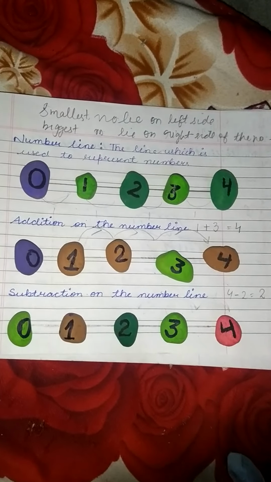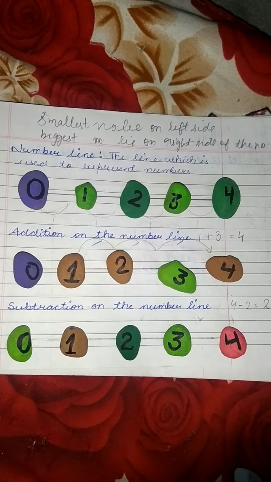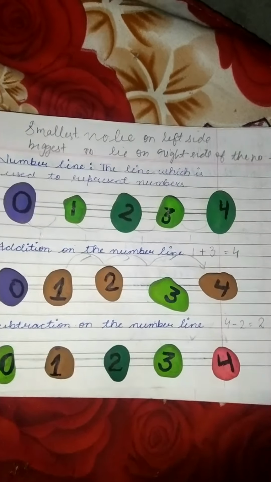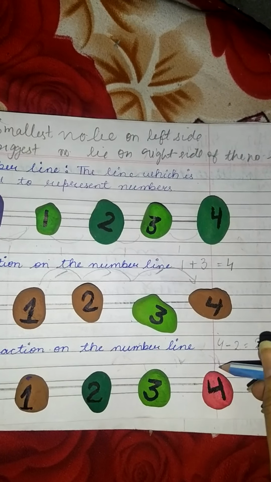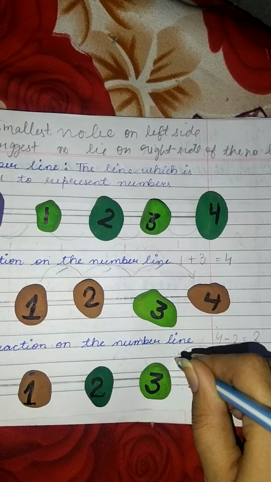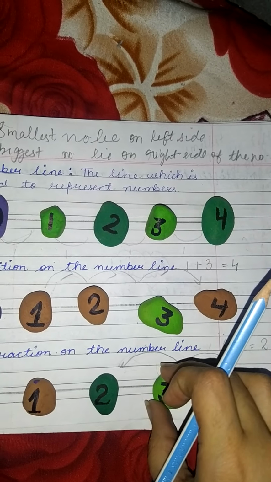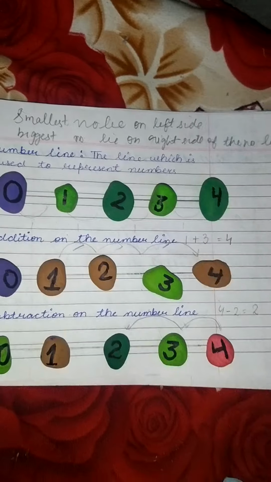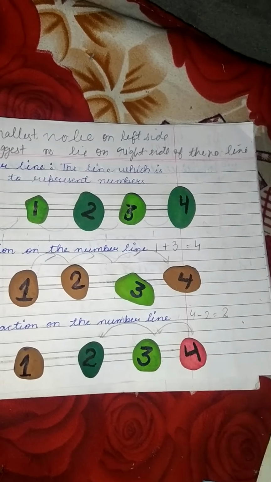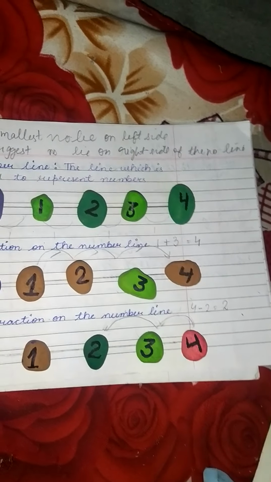Now let us do subtraction on the number line. Let us take an example. 4 minus 2 equals 2. We all know 4 minus 2 equals 2. Let us do it on the number line. Start from 4 and move left side with a jump of 1. The answer comes out to be 2. So when you do subtraction on the number line, you have to move left side, and when you do addition on the number line, you have to move right side.